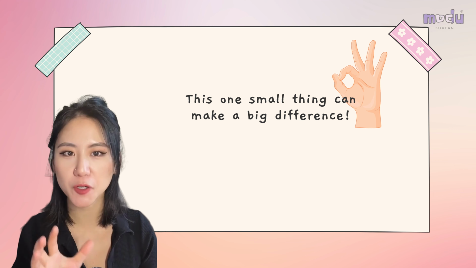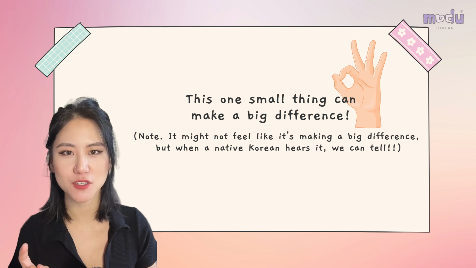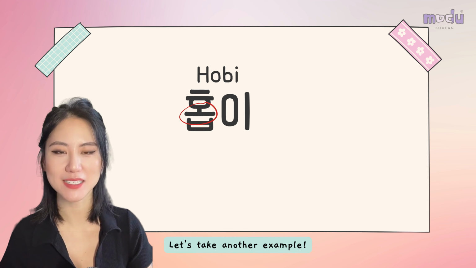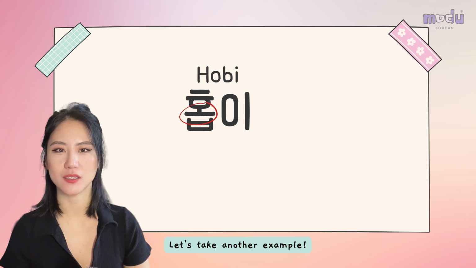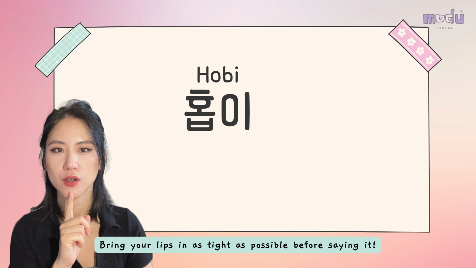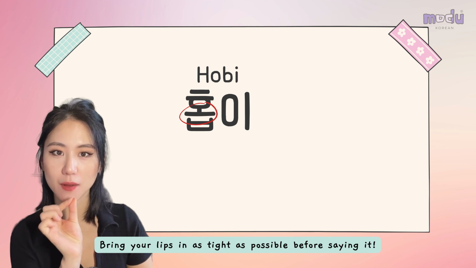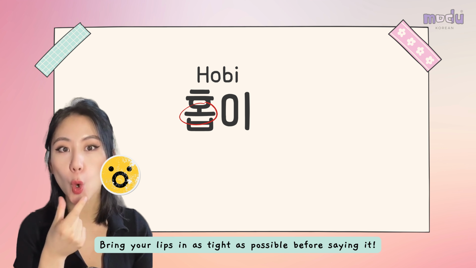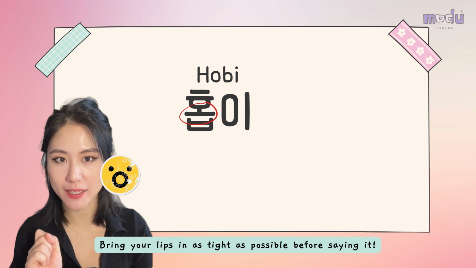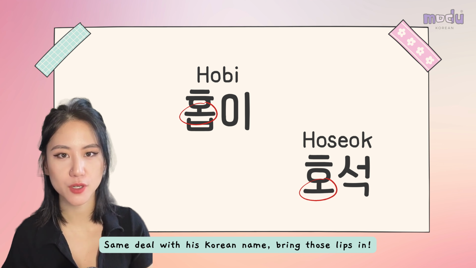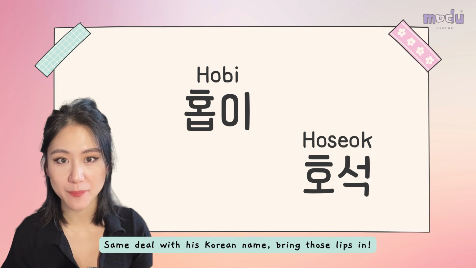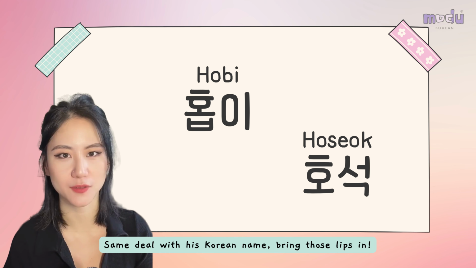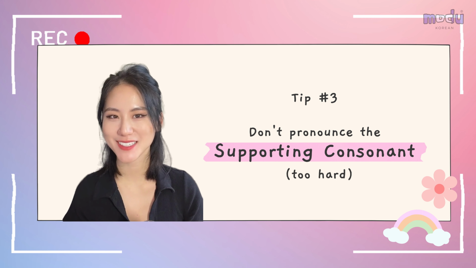I know you're going to feel a little bit silly at first, but I promise you, you will sound so much better this way. Again, we're not going Ho, but we're also not going Ho like this. Bring your lips in as tight as they come. Ho, Hobi. So the same thing would go for his Korean name. It's Ho, Seok. 호석. Don't pronounce the supporting consonant.